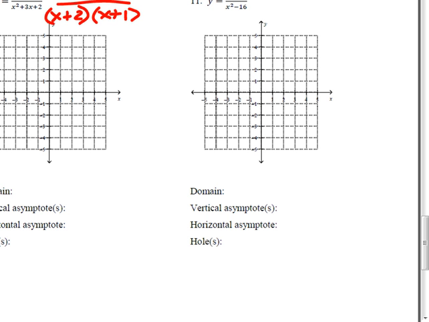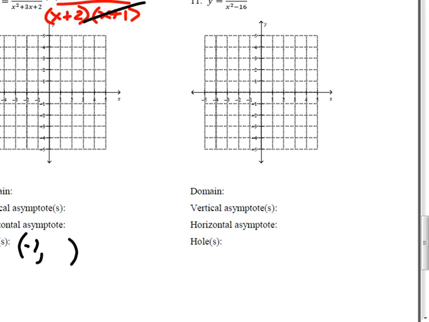When you cancel it, don't just make it disappear. Technically, it gets replaced by what? 1. So now I have just found a hole. And like I told you, I start from the bottom up on these graphs. So I'm going to go down and do the hole part first. Where's the hole going to be? At -1 comma something.